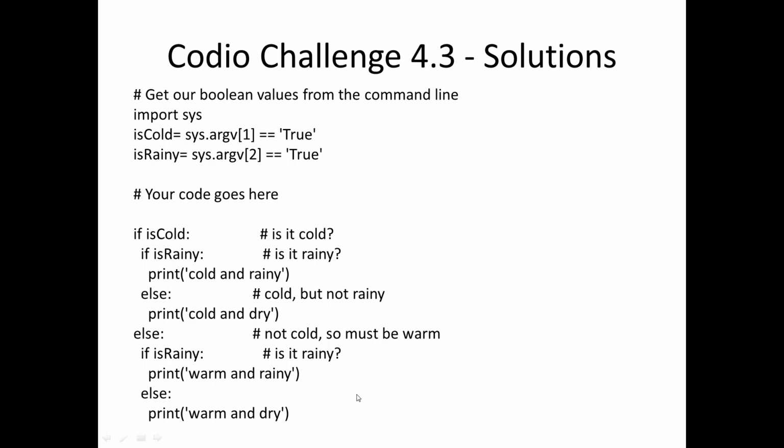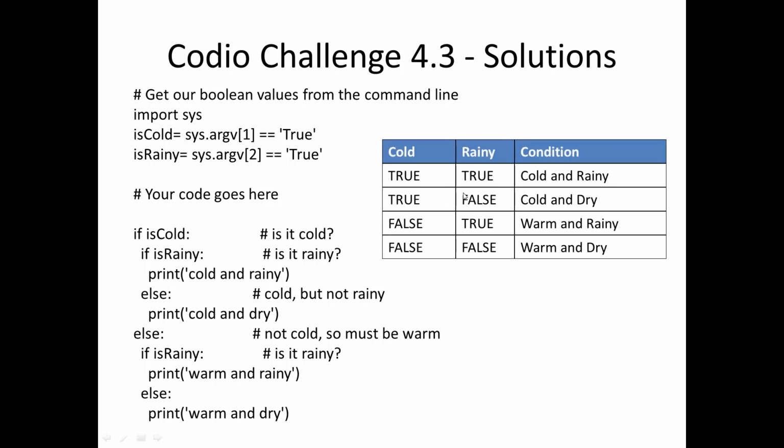So that resolves to a chart that looks something like this one. Here's our two variables, cold, rainy. Here's the condition. If both of these are true, it's cold and rainy. If one is true and one is false, it's cold and dry. If one is false and one is true, it's warm and rainy. If both are false, it's warm and dry.